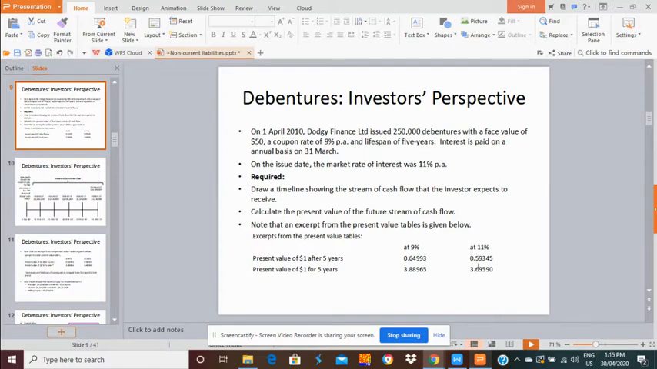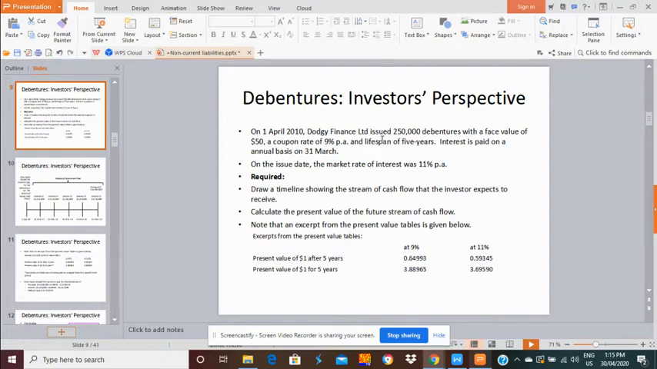You need to divide it by 2 and you will get 5.5%. So therefore, these discount factors were obtained from the table where the row is equal to 5 years and the column is 11%. But if we have 10 semi-annual payments, then you need to look at the row equal to 10 years and the column equal to 5%.